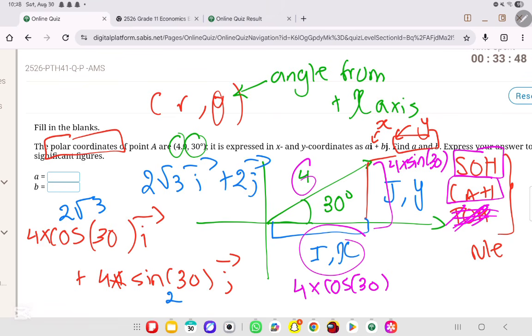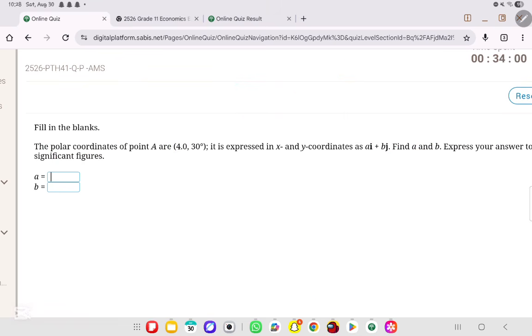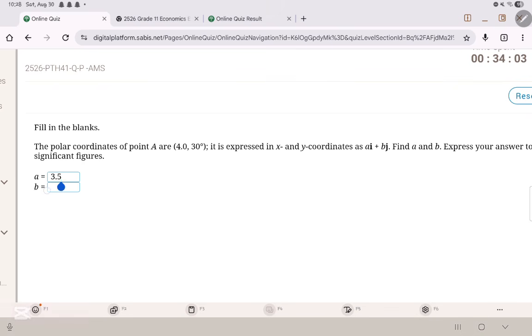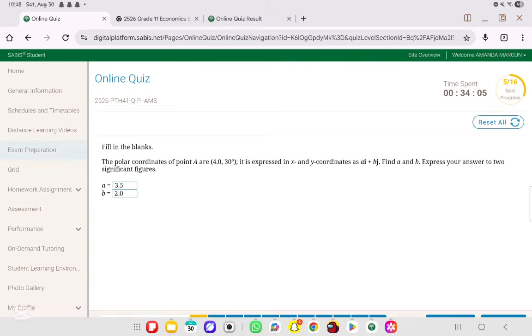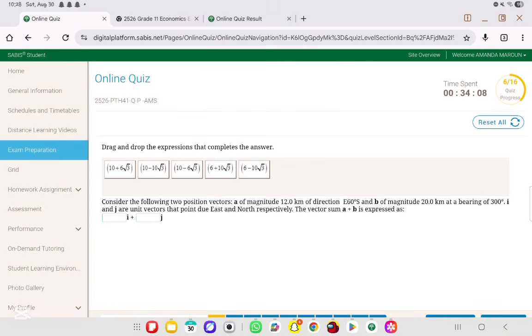I think they needed it to two significant figures. So what is 2 radical 3 to two significant figures? It is 3.5i, and this is plus 2.0j. Okay, so 3.5i and 2.0j. We'll move on to the next question.